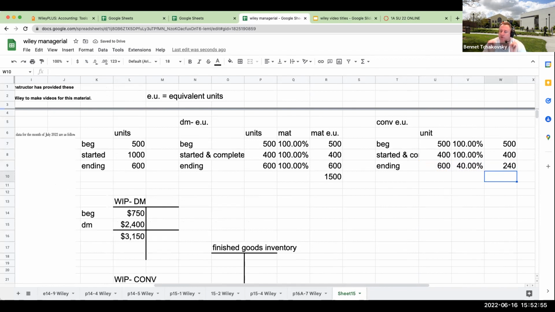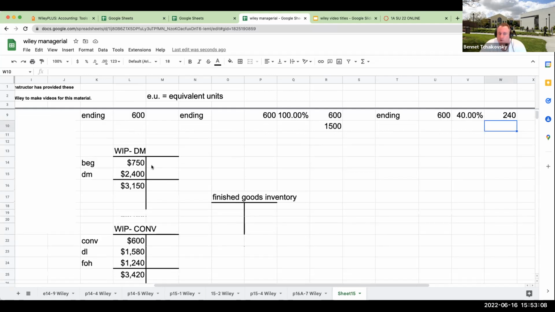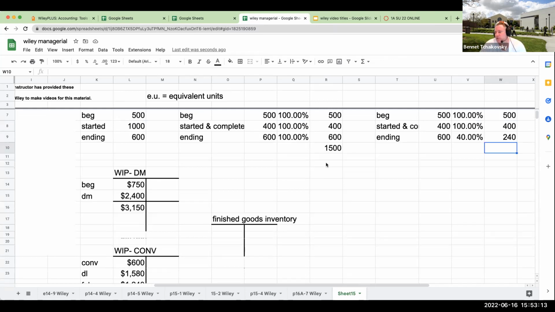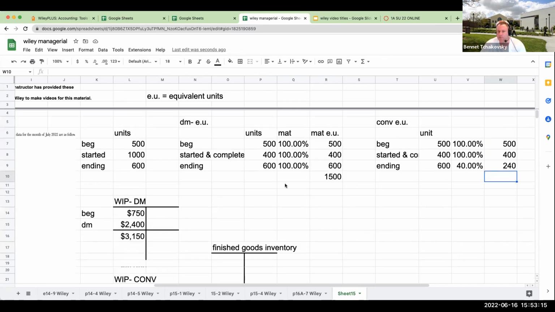Remember the big difference between FIFO and weighted average: the only difference between the two is how we look at our beginning inventory in terms of equivalent units. If you've seen the FIFO videos where I'm taking that beginning and immediately moving it into finished goods, that's just the way this works. So our total equivalent units for direct materials and our total equivalent units for conversion are going to be right over here.